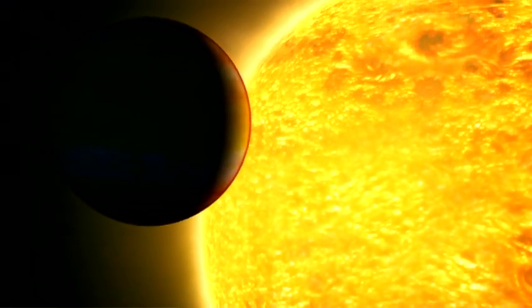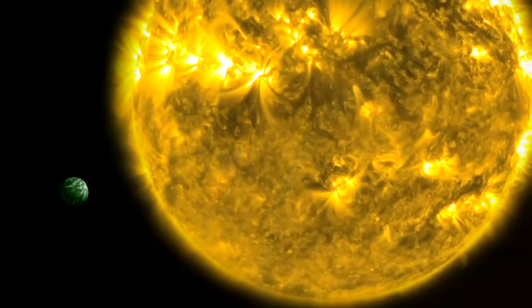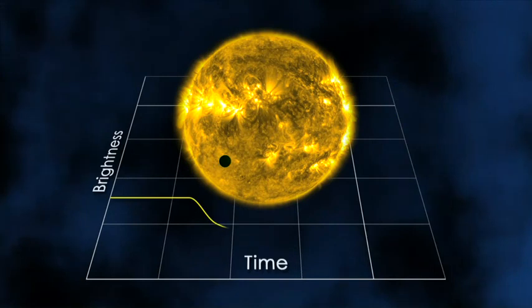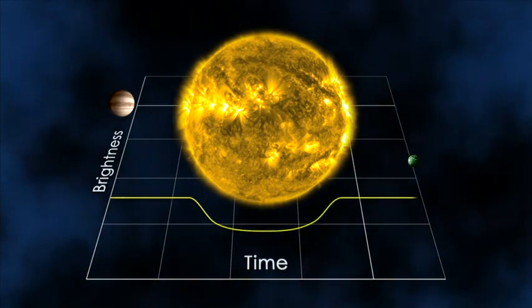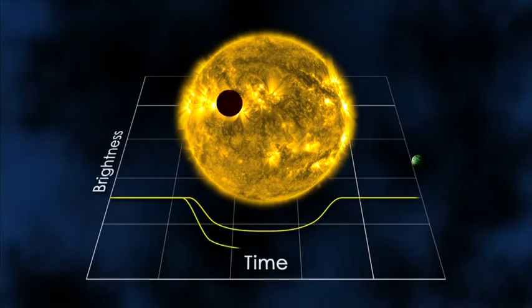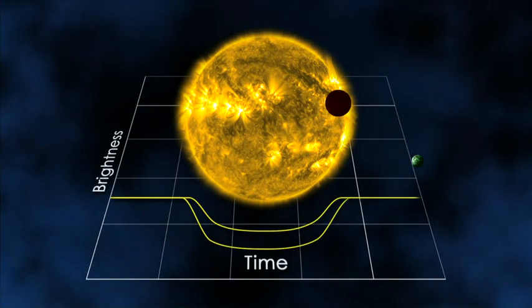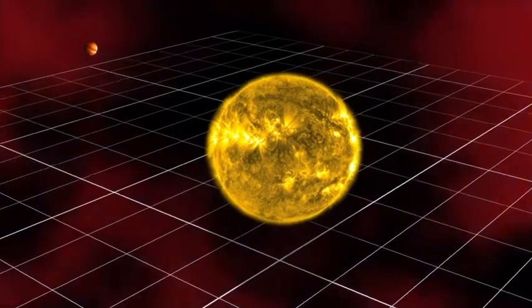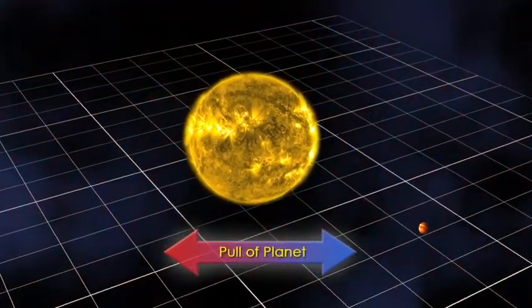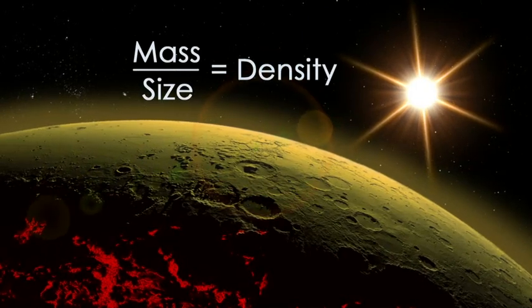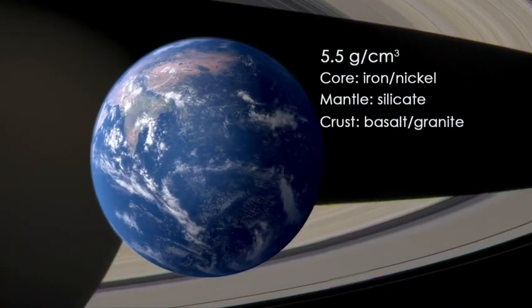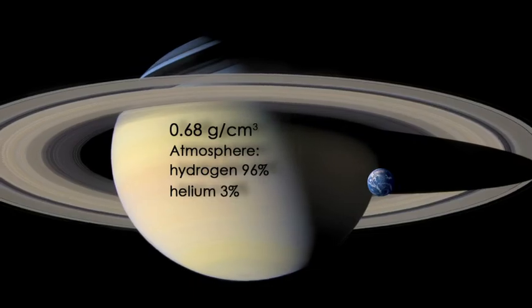For instance, when an exoplanet passes in front of its star, or transits, it blocks a fraction of the star's light and causes a dip in brightness. Large planets block more light, so the size of the dip can be used to determine the size of the planet. By observing an exoplanet's gravitational pull on its star, astronomers can also determine the planet's mass, and thus calculate its density, to see if it is composed of rock, like Earth, or gas, like Saturn.